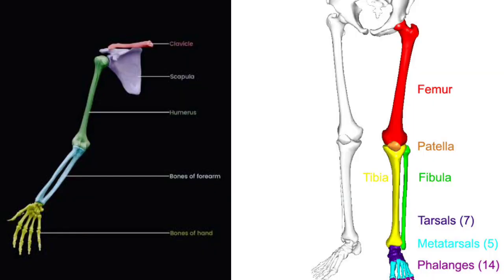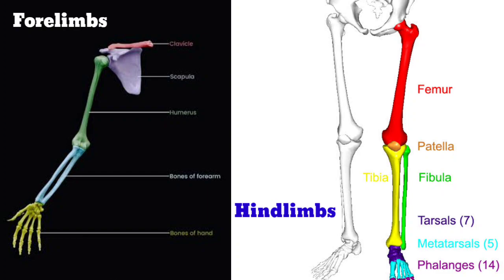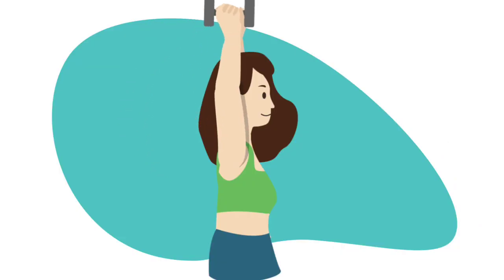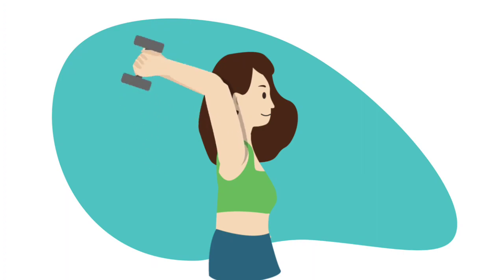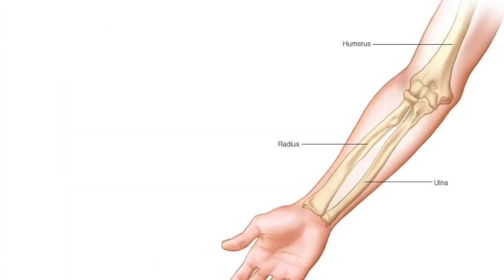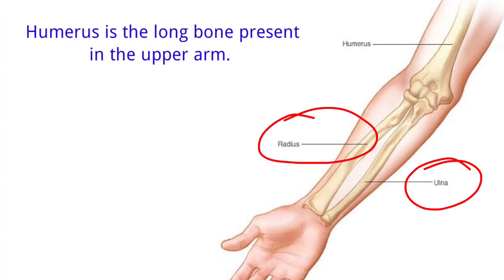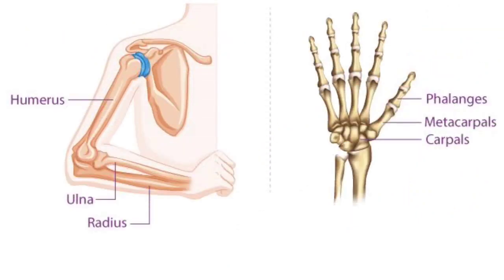Limbs. All the bones present in our arms and legs are known as limbs. Arms are known as forelimbs and legs are known as hind limbs. The arms or upper limbs help us to do a variety of tasks like lifting and using objects. The humerus is the long bone seen in the upper arm. Radius and ulna are the bones seen in the forearm. The human hand along with the 5 fingers can do much more complicated tasks than any other animal.